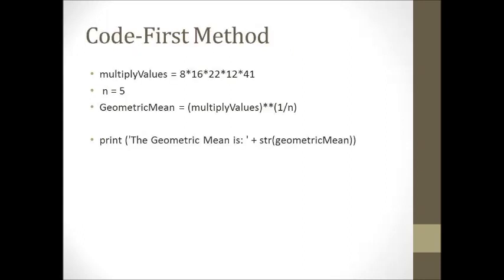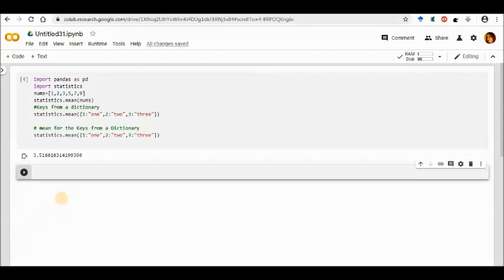In this video I'm picking up the code in the following manner, which is the first method. However, I'm not showcasing all the methods that are available right now, since I haven't yet completed the programming part of it. Now, multiply values. Let me first take these five numbers: 8, 16, 22, 12, 41. I have taken them randomly. You can take them as per your choice. Then n is equal to 5.